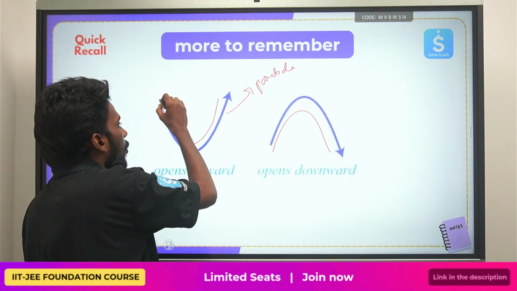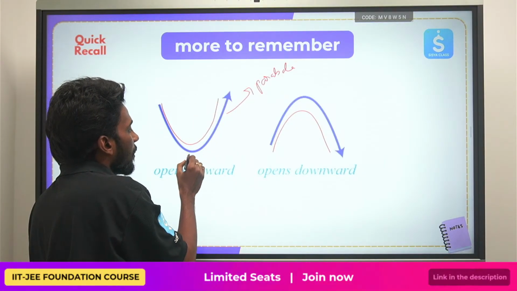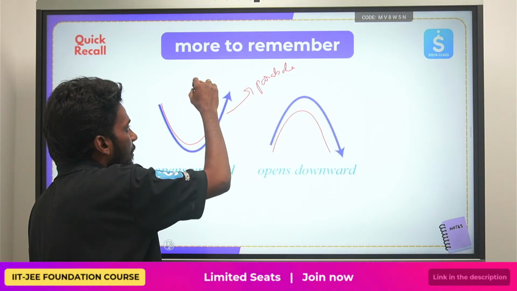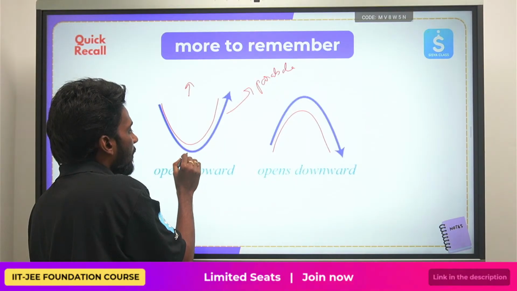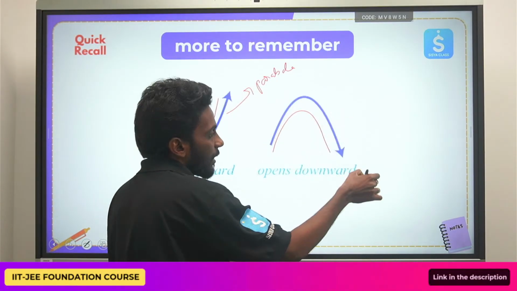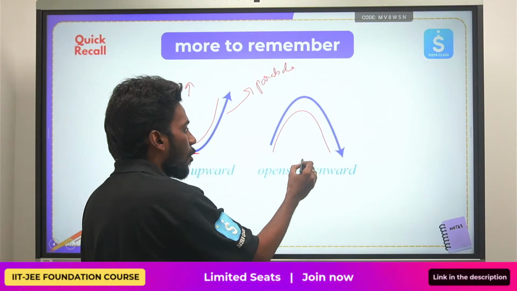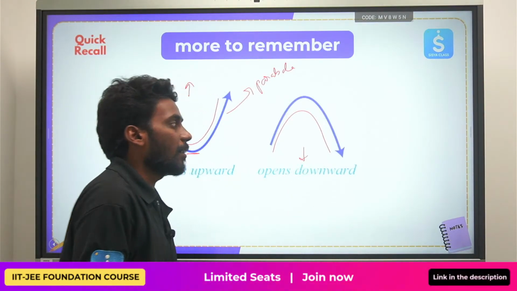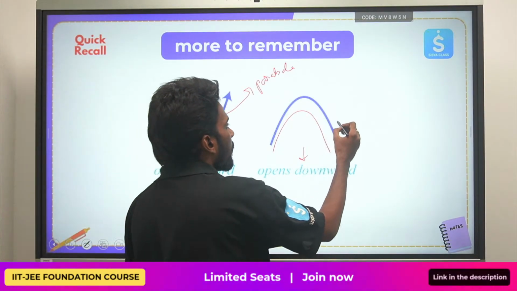Where it is open on the upward end and closed in the downward direction, that is a parabola. And where it opens in the downward direction, this is called what? Inverted parabola.